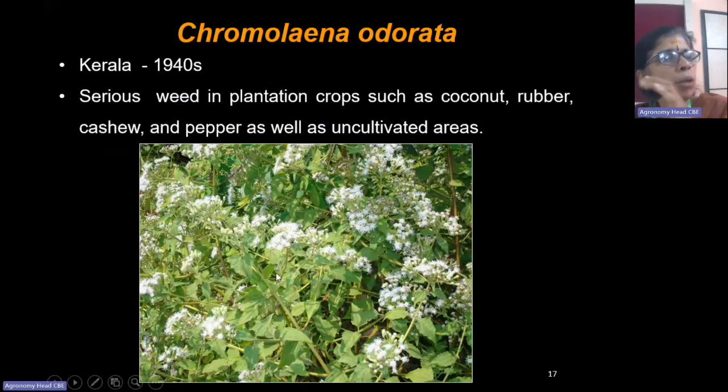And this is the case of Chromolaena, from the 1940s. It was a very serious weed in coconut, rubber, cashew, and pepper. But now there are many other invasive species which have occupied the land, and this is known as Communist Pacha in Kerala. Pacha means green. Communist Pacha in Kerala because it spread when communism was also spreading in Kerala. That is why it was named Communist Pacha. But we have Congress Pacha also.